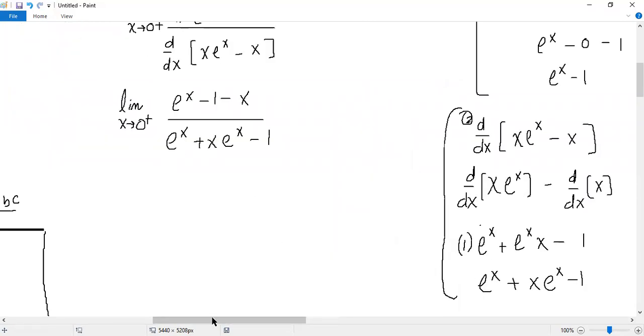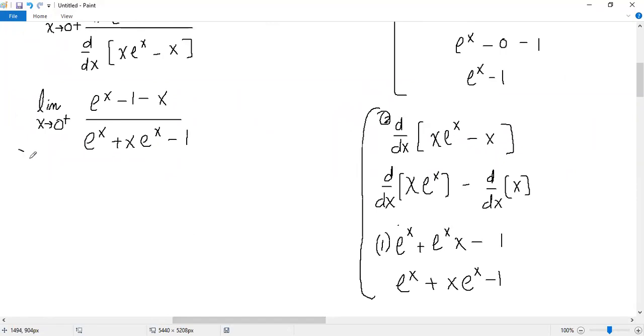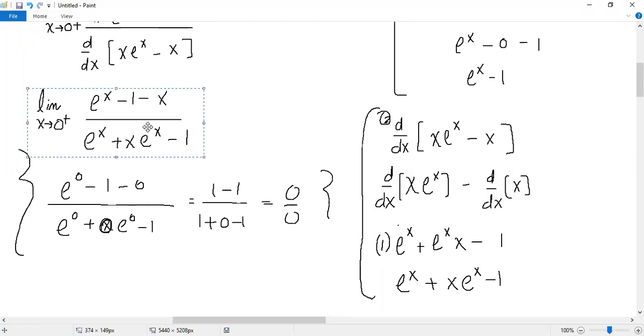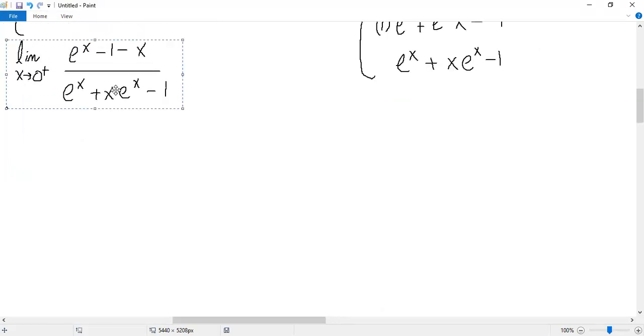And now I'll try substituting again and see if that gets me anywhere. So if I substitute, I'll have e to the 0 minus 1 minus 0 over e to the 0 plus 0 times e to the 0 minus 1. So e to the 0 is 1, so that's 1 minus 1 minus 0, it's just nothing, right? And then I have 1 plus 0 minus 1. So that's again just 0 over 0. So it seems like I have to use L'Hopital's rule once again.